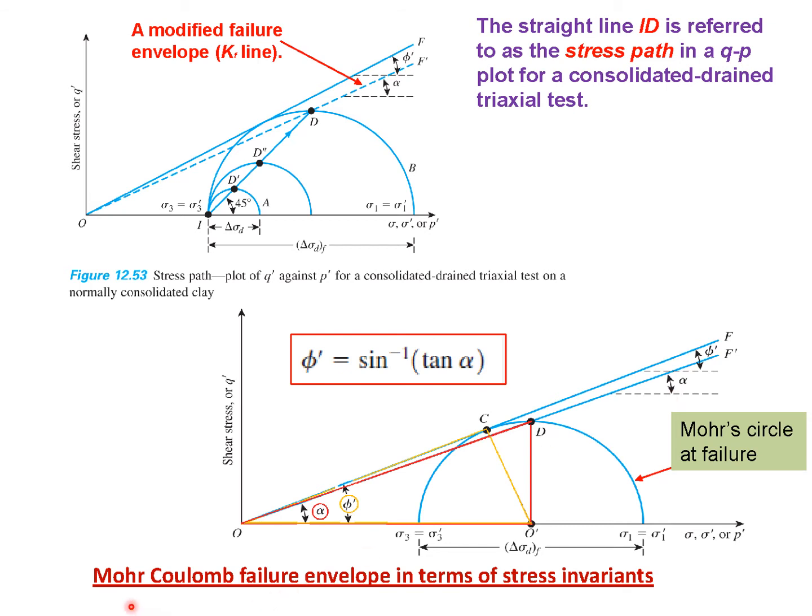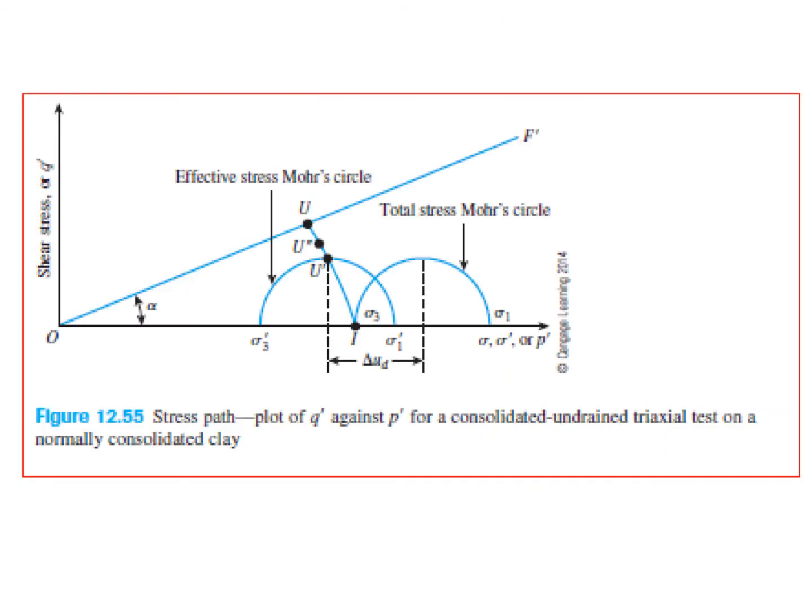So the Mohr-Coulomb failure envelope in terms of stress invariants. And here you can see the stress path, this one. So this is the stress path plot of Q dash against P dash for a consolidated undrained triaxial test on a normally consolidated clay.